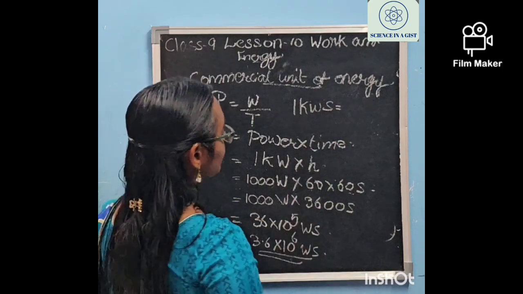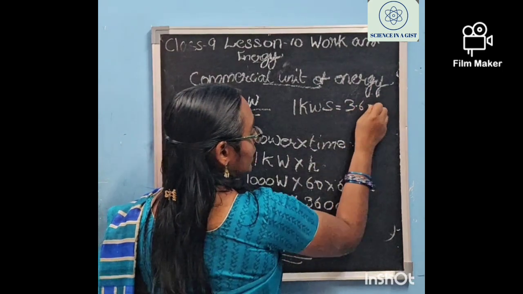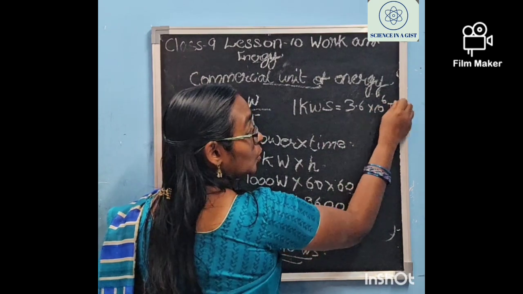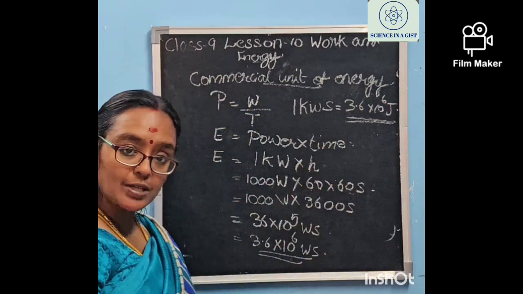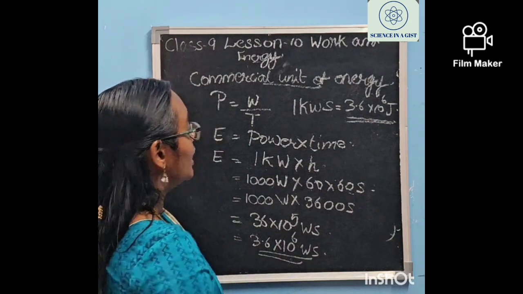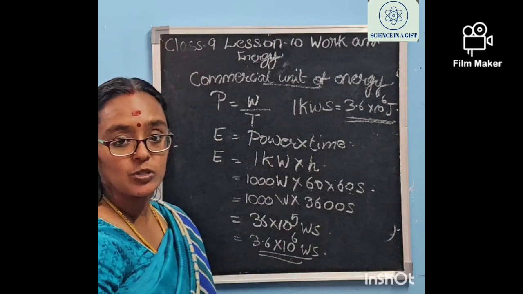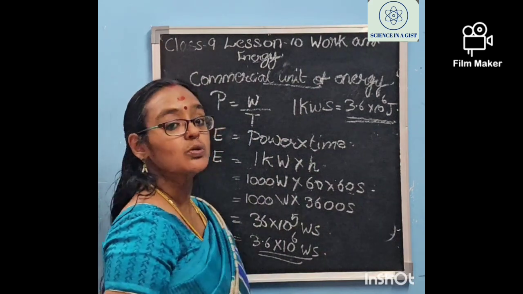So we can say 1 kilowatt hour of energy is equal to 3.6 into 10 raised to 6 joules. Also we can write, joule is the SI unit of energy, isn't it? So 1 kilowatt hour is equal to 3.6 into 10 raised to 6 joules.